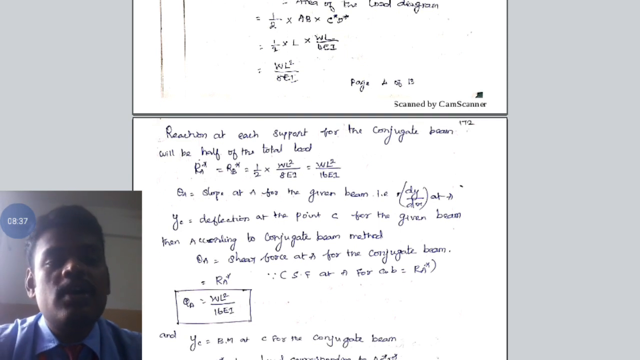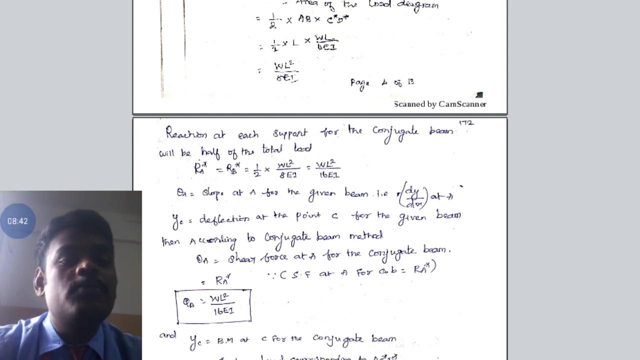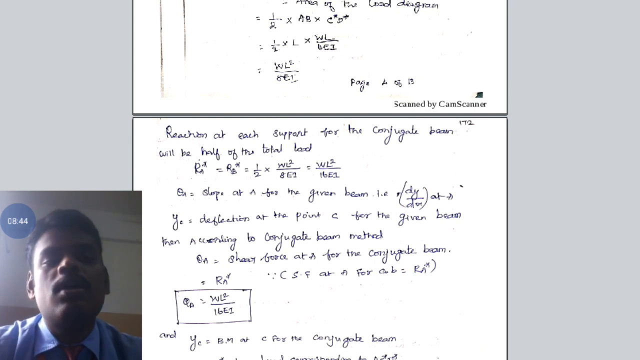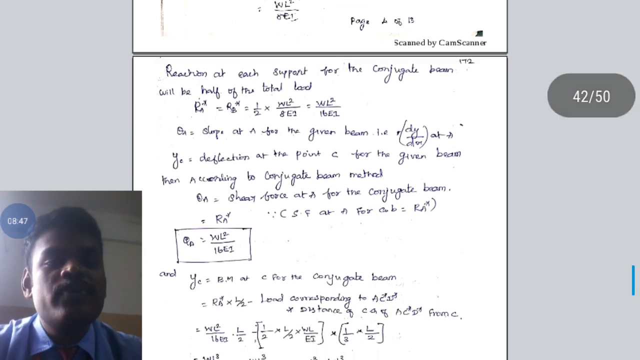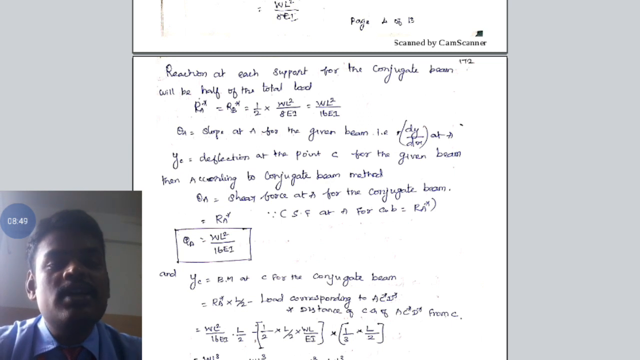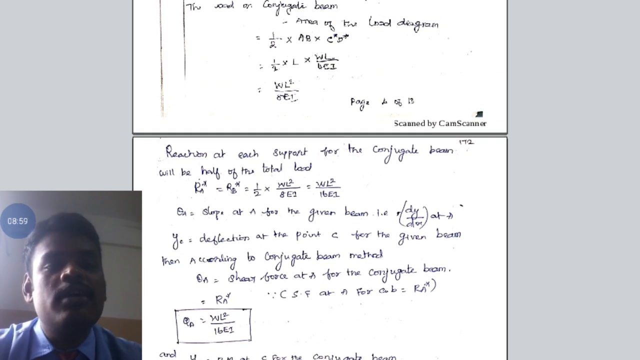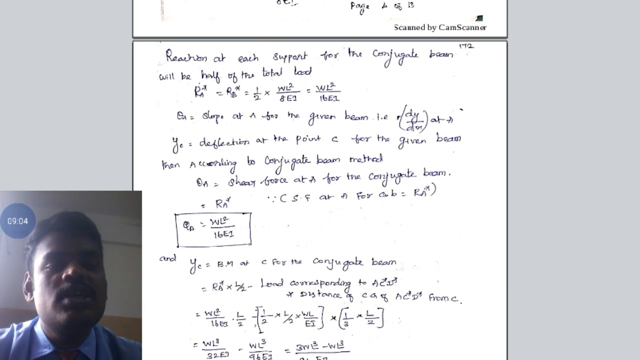In order to find the slope and the deflection of the original beam, we have to calculate the shear force and bending moment of this particular conjugate beam. So the first step: theta A, which is the slope at A, is equal to the shear force at point A. The shear force is equal to the reaction at A. RA star we have already found, which is equal to WL square divided by 16 EI. Therefore the slope is equal to WL square divided by 16 EI.